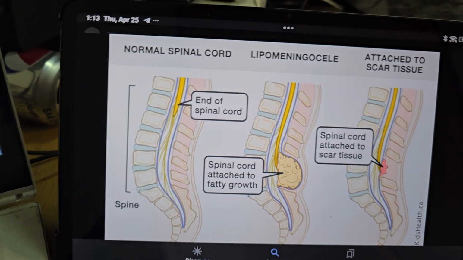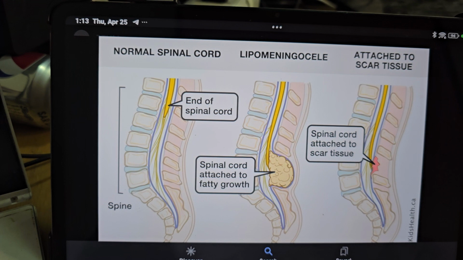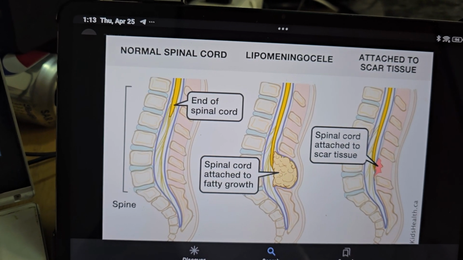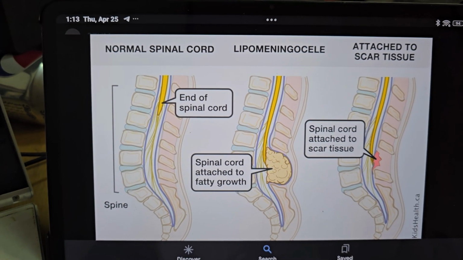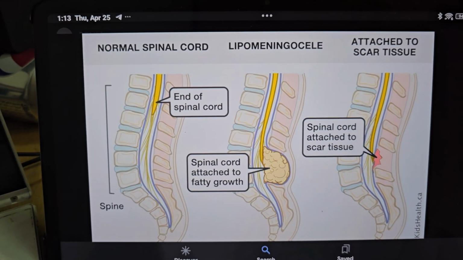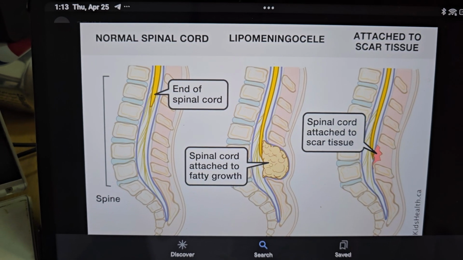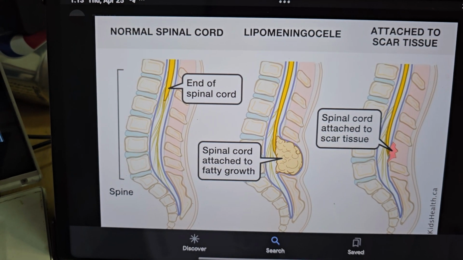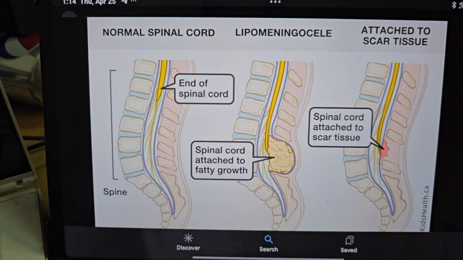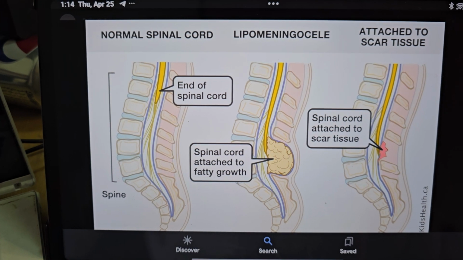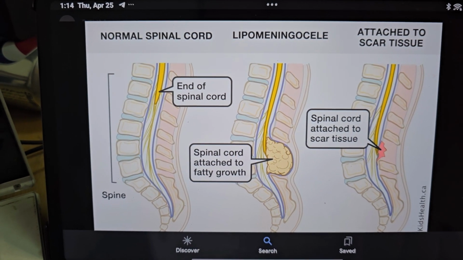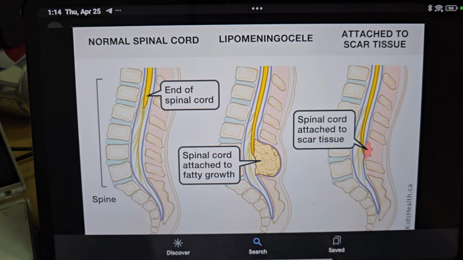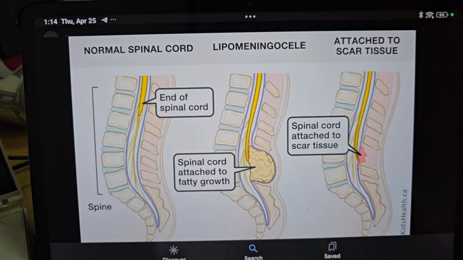That's why I try to present this picture in front of you. You can see how the normal spinal cord behaves, and then how, in the leptomeningeal type, the spinal cord is attached to the fatty growth. In the third type, the spinal cord is attached to the scar tissue. I want to tell you further regarding tethered cord syndrome.